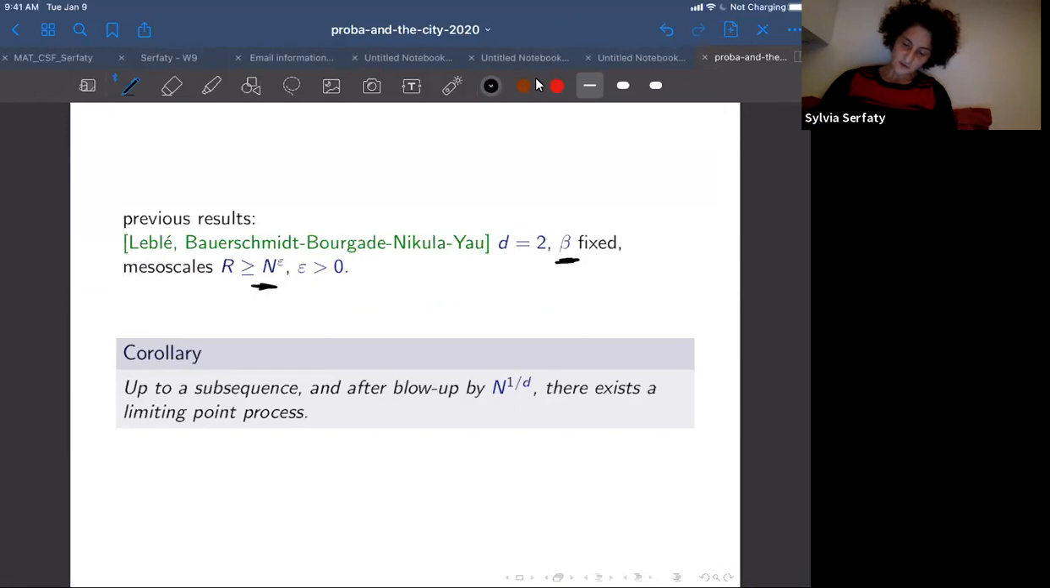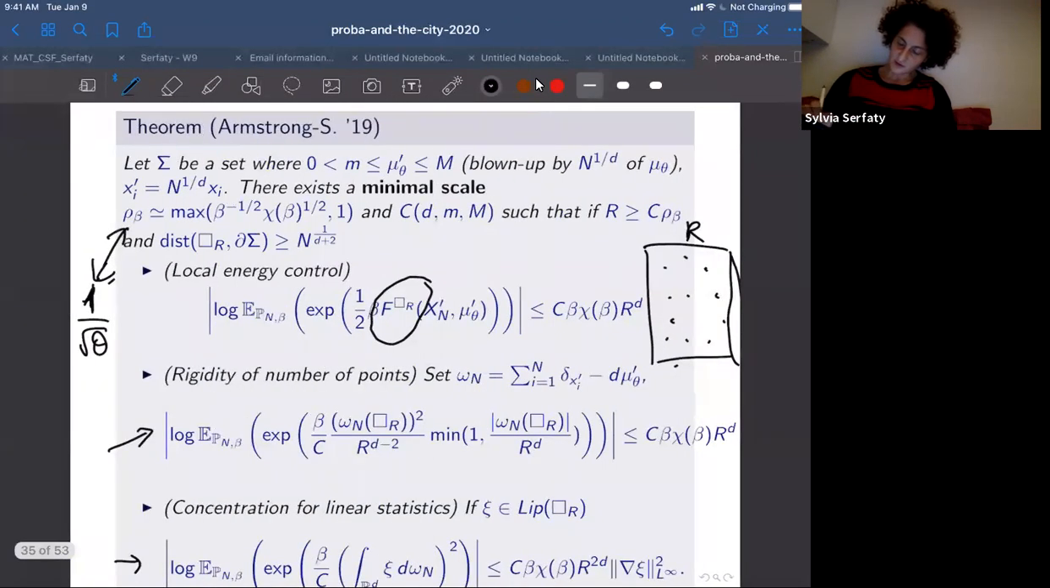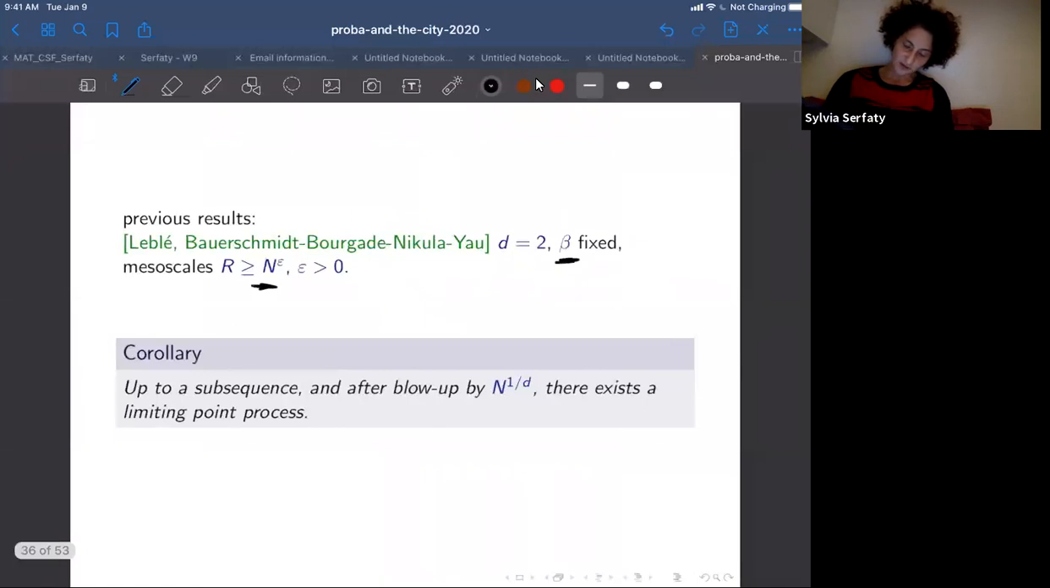Okay, so that allows us to control the number of points down to fixed size boxes. And once you control the number of points in fixed size boxes, it means that you can extract subsequences which converge to limiting point processes. So that was an open problem that was around, that there exists a limit point process, but up to a subsequence. Because you control how many points fall in a box, it's always bounded in a bounded size box. You can get at least a subsequential limit for the point process.